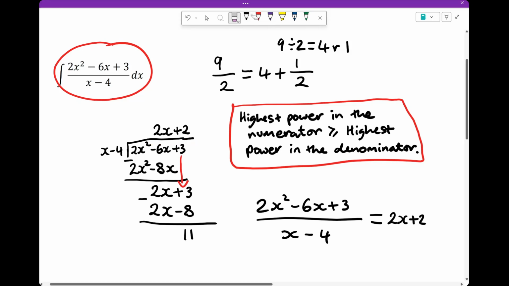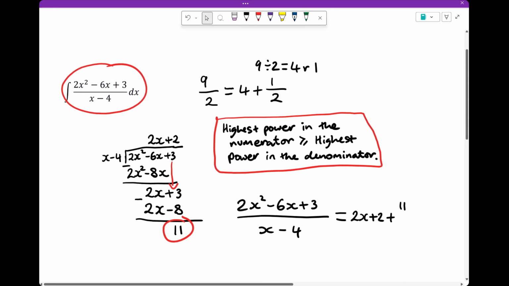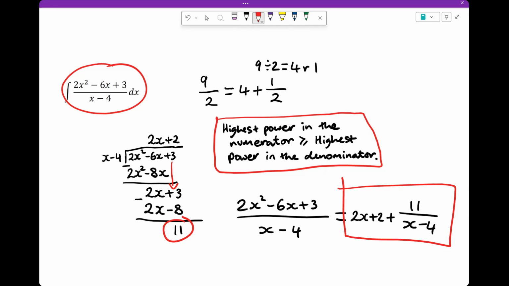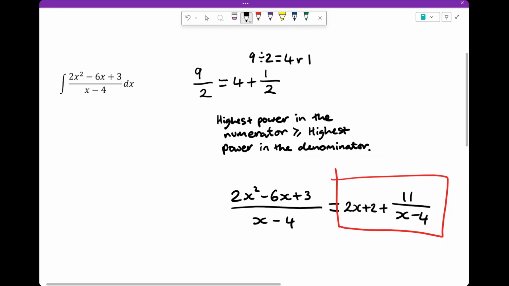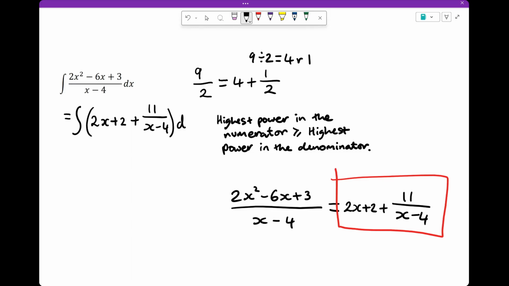And then we've got our remainder 11 at the bottom here, which we're going to add on. However, the idea is we haven't divided that 11 by our divisor x subtract 4. So therefore we would have 11 over x subtract 4. And that would be the fully rewritten version of my initial algebraic fraction. So now let's write that expression into my integral. So my integral would become the integral of the 2x plus 2 and then plus the 11 over x subtract 4. And then we'll put it in brackets because it's multiple terms, and then we got a dx.